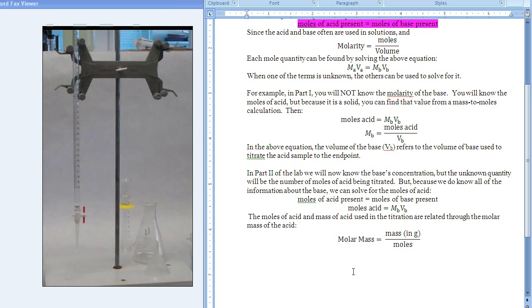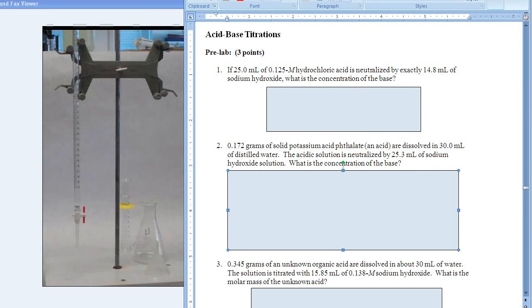Okay? Let's look at the pre-lab questions. These calculations in the pre-lab are very important and definitely what you'll be doing as part of the calculations for your lab report. So pre-lab question 1 says we've taken 25 milliliters of a known concentration of hydrochloric acid and neutralized or reacted it exactly with 14.8 milliliters of sodium hydroxide. So that would be the end point of that HCl NaOH titration. What is the concentration of the base?